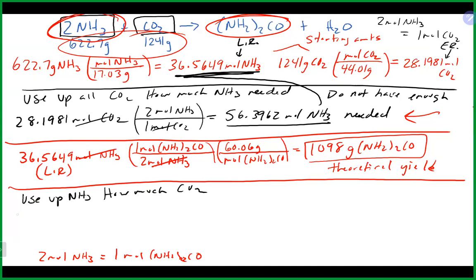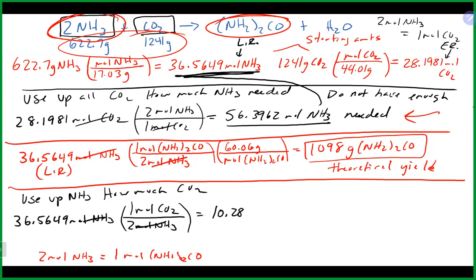is needed. So we'll start with our NH3, which is 36.5649 moles of NH3. We'll use our same relationship that we used earlier, just reversed. So our 2 moles of NH3 to our 1 mole of CO2. Moles will cancel. That tells us that we would need about 18.282 moles of CO2 is needed. Now that I have that number, which is how much of the excess reagent I need, I could take the moles of my excess reagent that I started with and subtract the 2. So 28.1981 moles of CO2 started with.